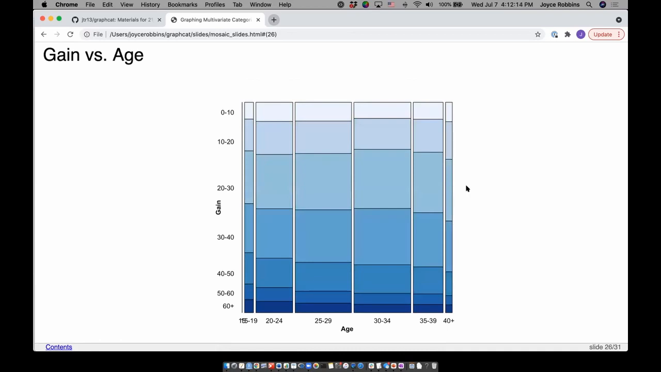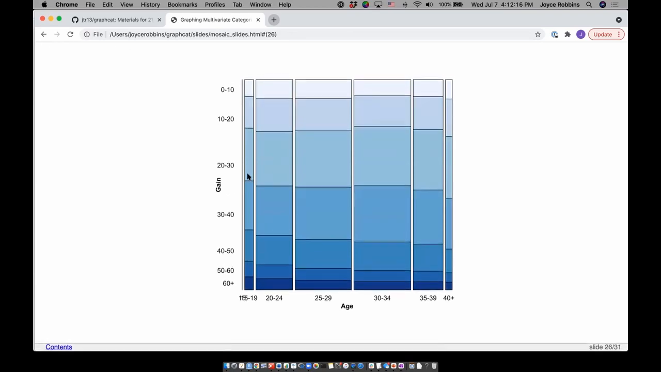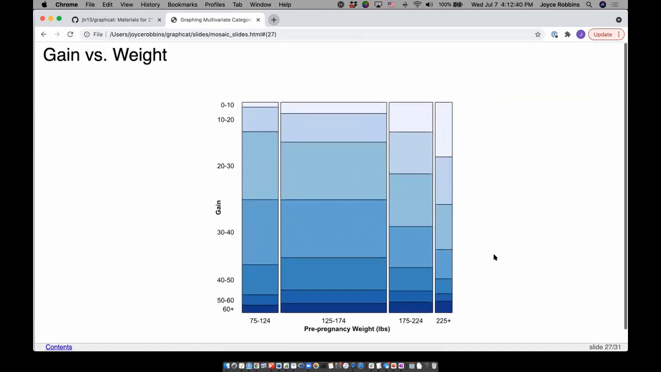So if we look at weight gain against age also, there's a slight association. It's very consistent, though, right, that the older pregnant women tend to gain a little bit less weight than the younger ones for whatever reason. I don't know. This is a little bit of an exception. There's a little dipping down and then up again for the 30 to 34 category.